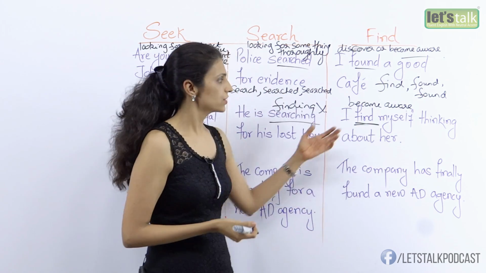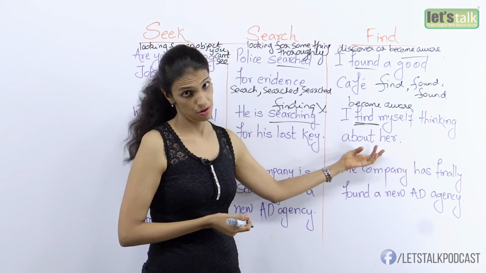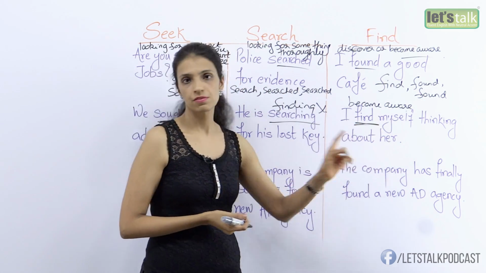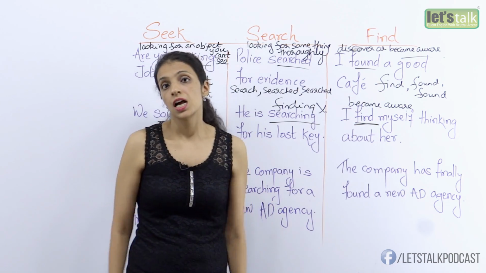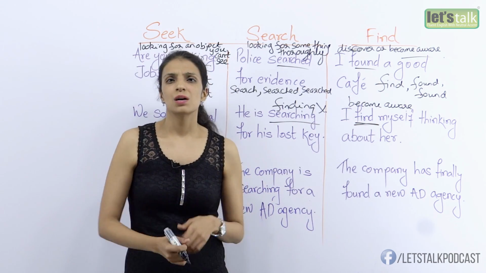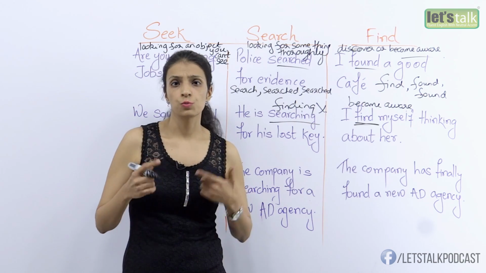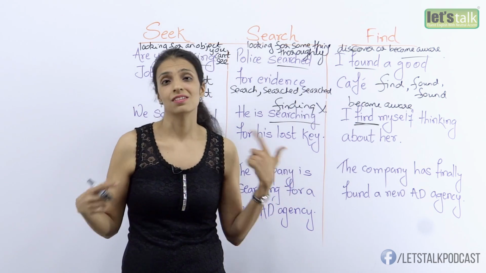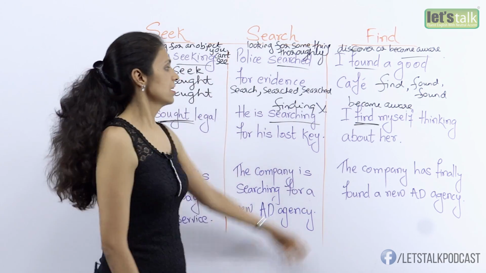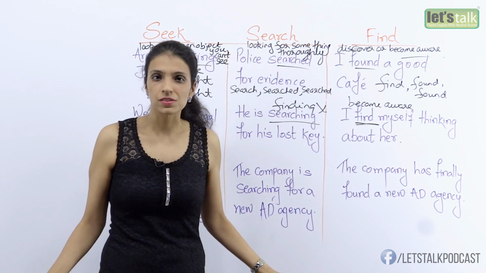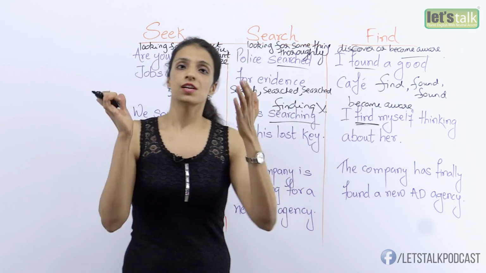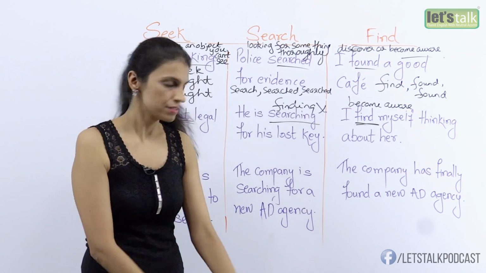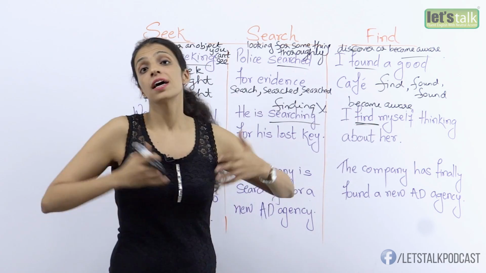So you can't say, "I searched myself thinking about her." No. "I sought myself." No. "I find myself." Okay. Now imagine you're arguing with someone and you say something and the argument grows bigger and nastier and uglier and you feel, oh my God, I find myself in a bigger mess. Okay. That means you have become aware of the fact that you are in a bigger mess. All right. That's when you say, "I find myself."